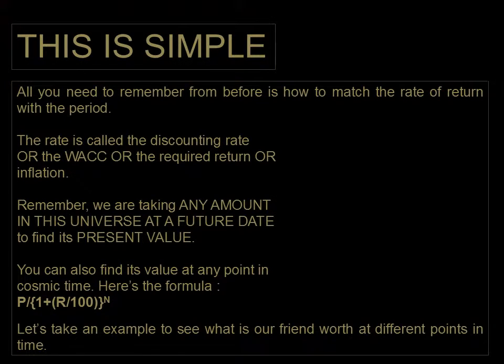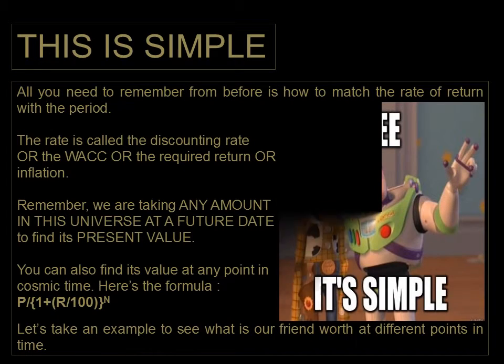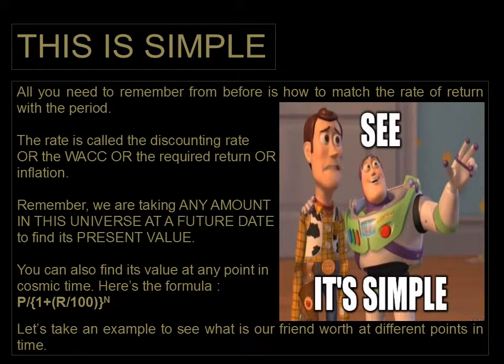This is discounting. All you need to remember from before is you need to match the unit of the rate of return with the number of periods. The rate at which we discount the money, we first go to the future, take the money, and then discount it back to the present. In this approach, we are only and only concerned with the present. What is there in the here and now? Nothing besides the here and now.